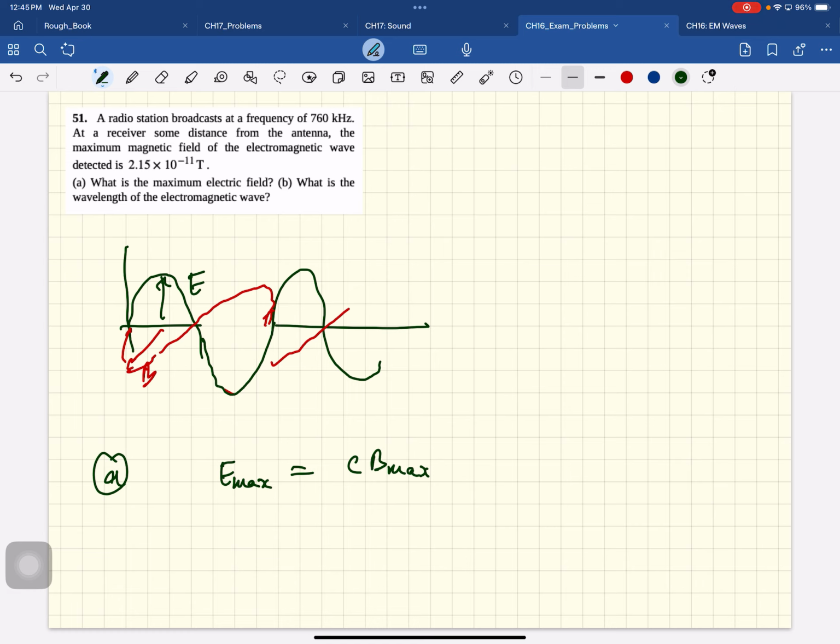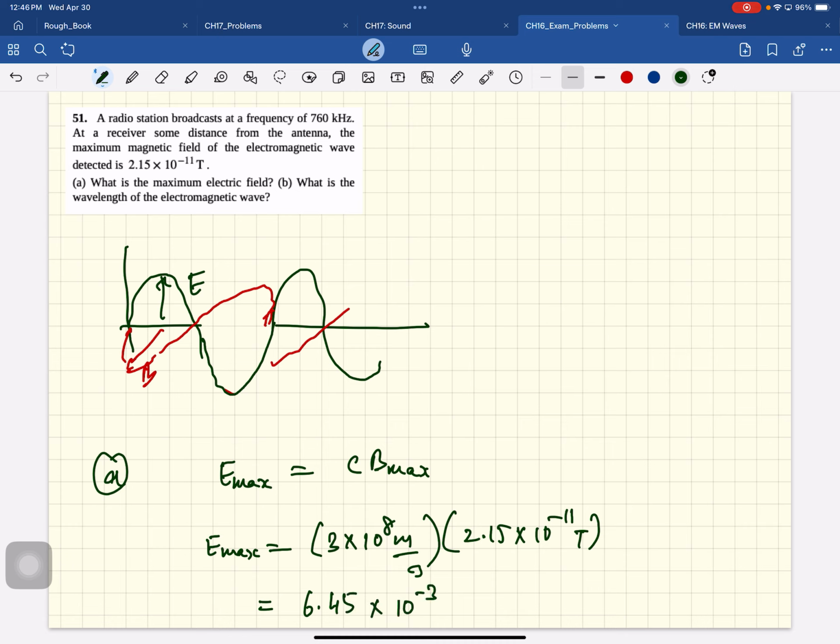So Emax is c, the speed of light, 3 times 10 to the 8 meters per second, times 2.15 times 10 to the minus 11 Tesla. So that is 6.45 times 10 to the minus 3 volts per meter. That's the electric field strength.